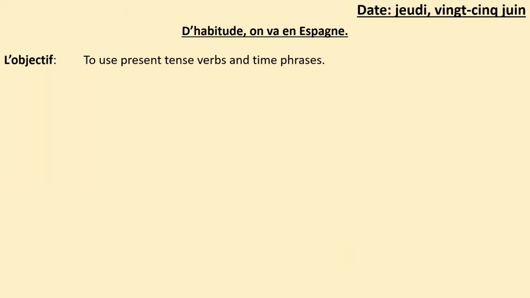Copiez la date jeudi 25 juin et le titre. D'habitude on va en Espagne. Usually we go to Spain. And underline those neatly in your book. Then copy out the objective, l'objectif, which is to use the present tense verbs and time phrases. Pause to do that now and press play to go to the do now.